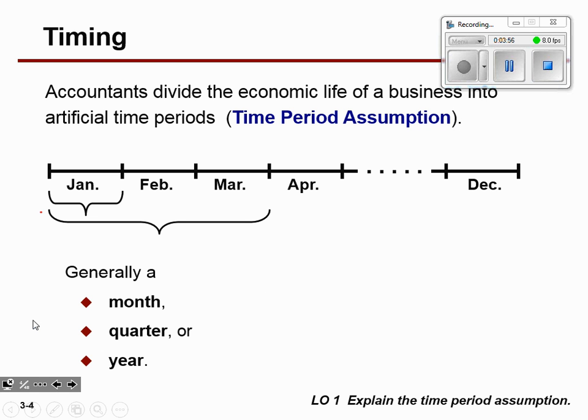So let's first talk about time, which is called the time period assumption. Accountants divide the life of a business into fake little time periods, months, quarters, or years. Quarters, of course, are 3 months at a time. So January, February, and March typically are quarter 1. April, May, June, quarter 2, in those trios of chunks.